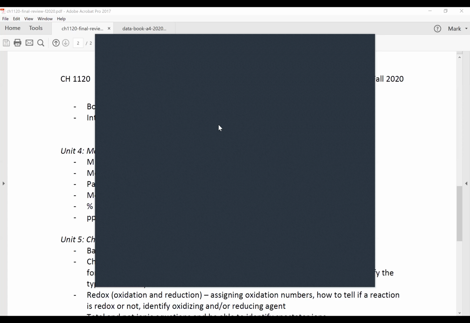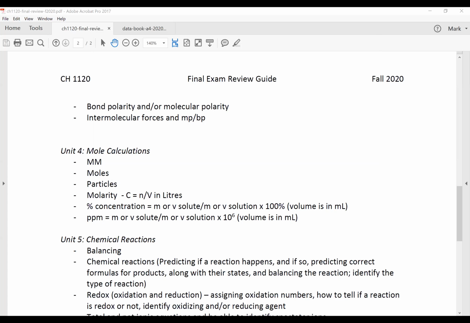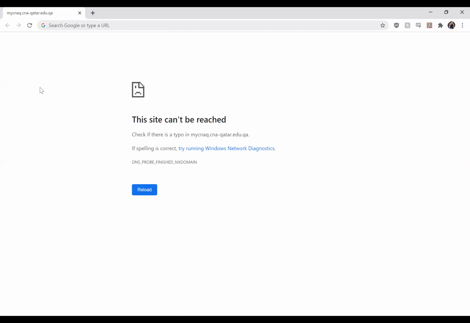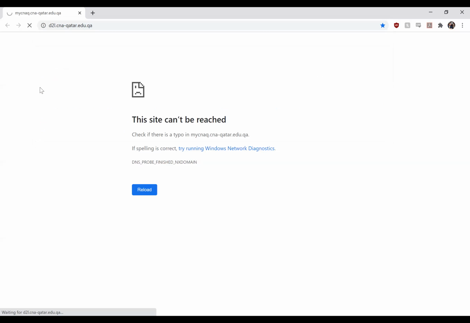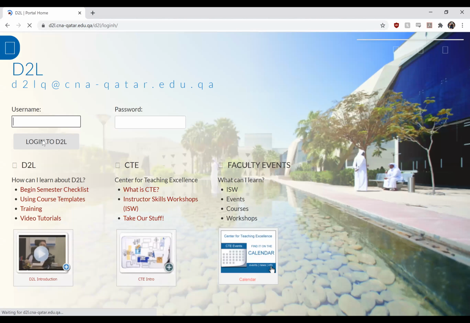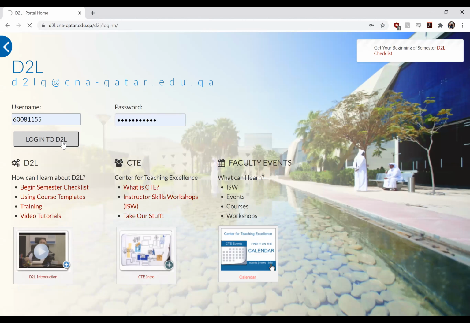Just give me 1 second here. I'll open that up. Oh, okay. My computer is being really weird, but here it is. Okay, so let me share my screen. I'll open that up for you. So here's my screen. Obviously, there's nothing here. I'm going to go to your D2L, log in.